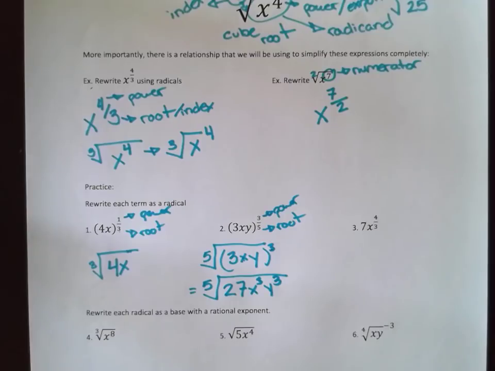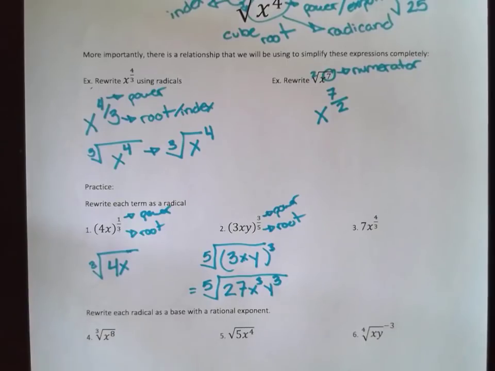Now, pay attention to this next example because notice how it's slightly different than the last two. In the last two, we were using parentheses to group everything together, which meant we were raising everything to that power on the outside. This third example does not have parentheses.